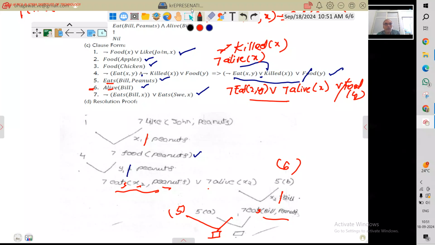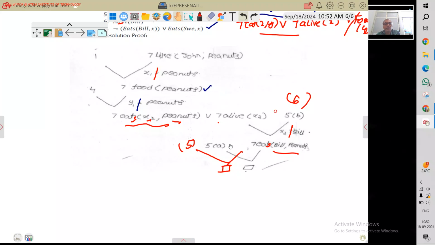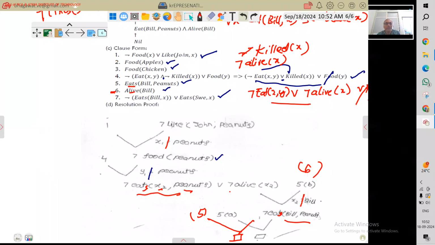Now since we got an empty set, we can see that we negated the goal, that is John does not like peanuts, and we came to a contradiction. Therefore what is the result? John likes peanuts is true. So this is your final result. Clear? This is another example of what we have seen under resolution.